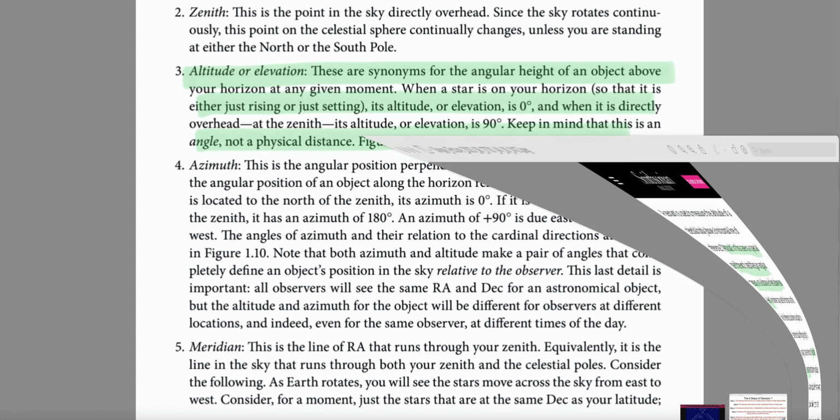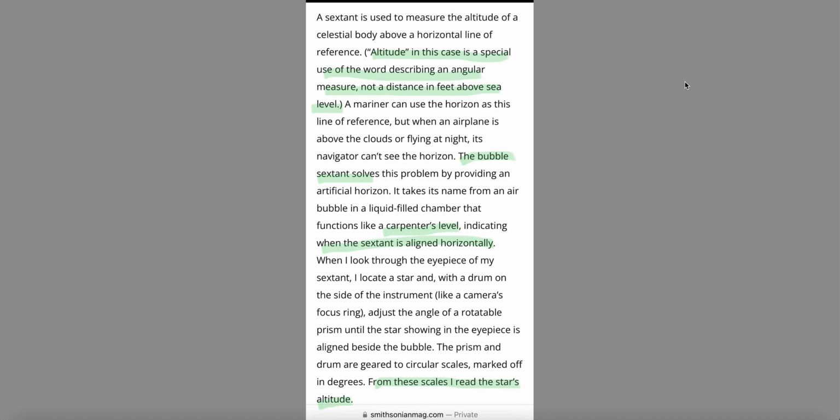So, and last one then from Smithsonian. A sextant is used to measure the altitude of a celestial body above a horizontal line of reference. Altitude in this case is a special use of the word describing an angular measure, not a distance in feet above sea level, right? So I'm going to read all of this. A mariner can use the horizon as this line of reference, but when an airplane is above the clouds or flying at night, its navigator can't see the horizon. The bubble sextant solves this problem by providing an artificial horizon. It takes its name from an air bubble in a liquid-filled chamber that functions like a carpenter's level, indicating when the sextant is aligned horizontally.